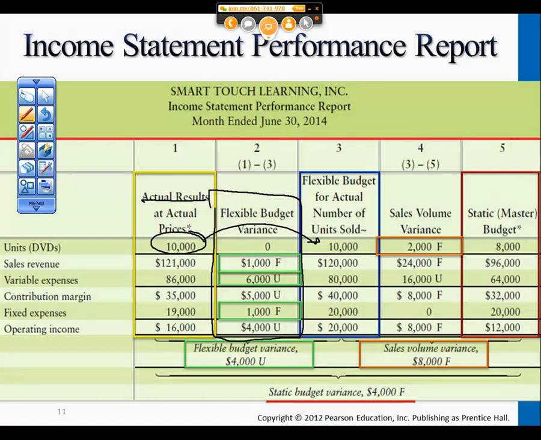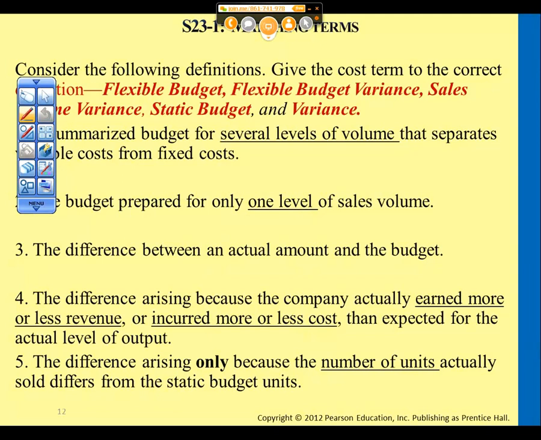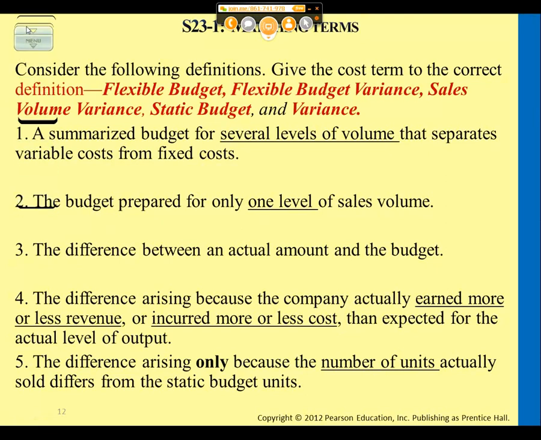Before we do that, let's try to figure out if we are clear on the definitions. So consider the following definitions. Give the cost term to the correct definition: flexible budget variance, sales volume variance, static budget, and variance. So I just reminded you the main points, okay?